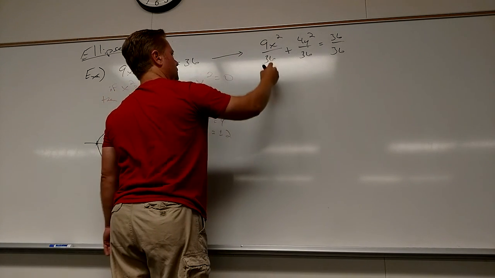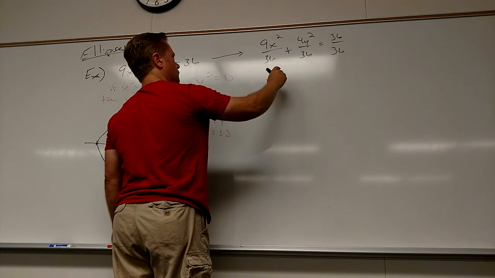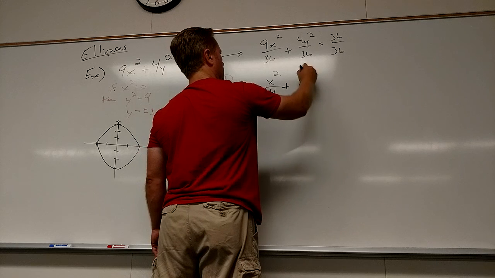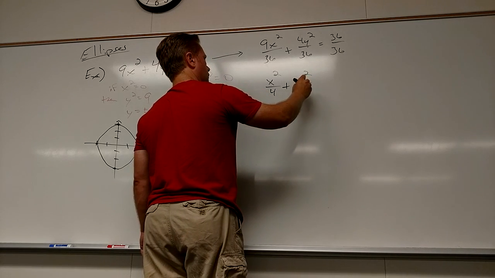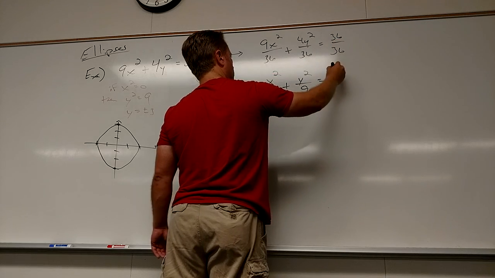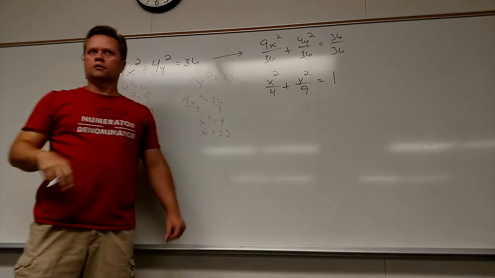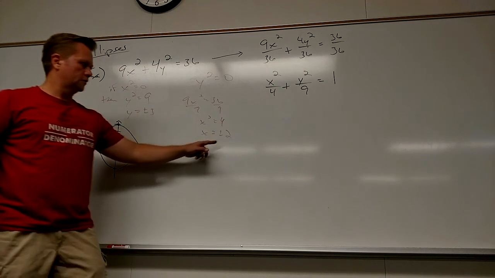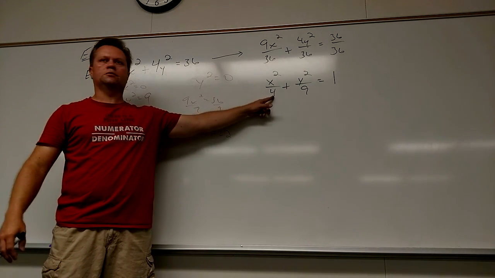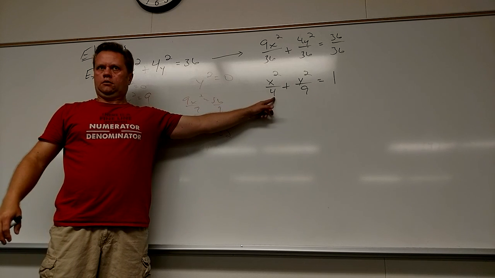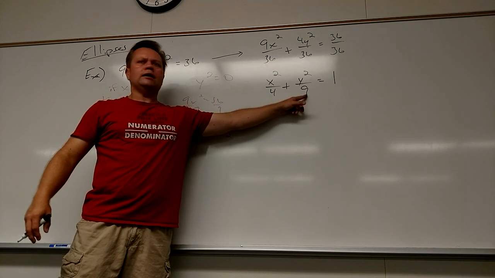So here I get 4. Here I get 9. And here I get 1. So look at this. What's with the x? 4. So in the x direction, I'm going to go out 2. That's what we call a squared. What's with the y? 9.